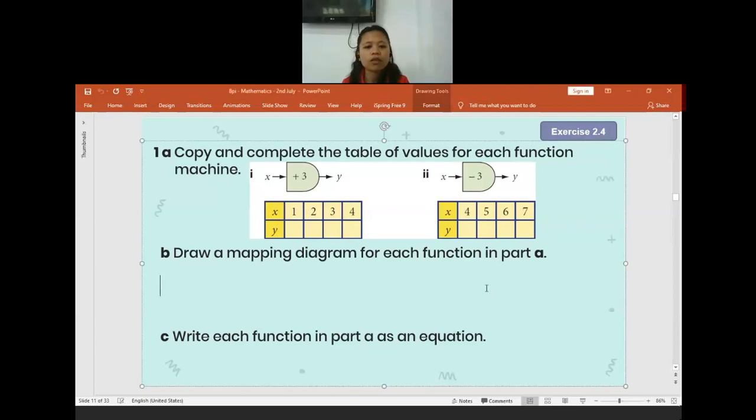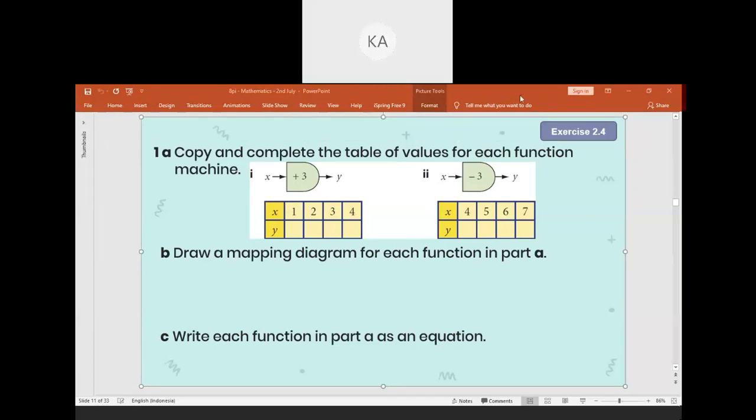Okay, for question 1, anyone want to help me find the output of question 1A? What is the output when the input is 1? Output is the result. Input is the number that you are going to do anything with, based on the machine given. So what is the output of the question when x is 1?